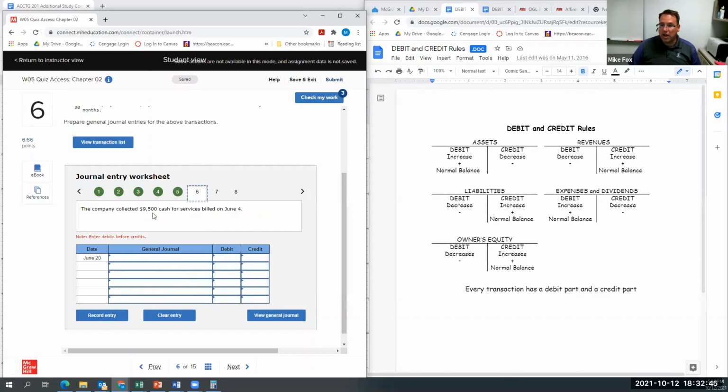Here we have the company collects $9,500 cash for services billed on June 4th. So now our accounts receivable is going to go down because we're collecting the money, and our cash is going to go up. So cash is an asset, it will increase with a debit. And accounts receivable is an asset, so it will decrease with credit.